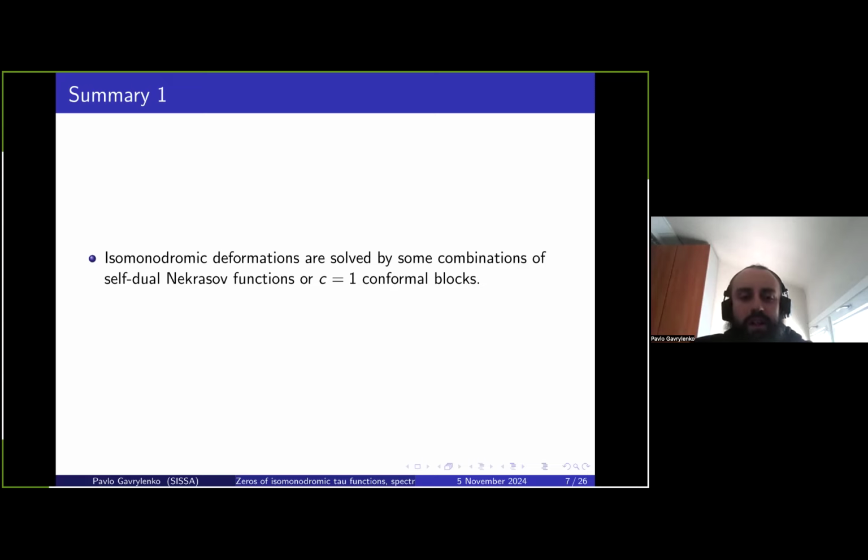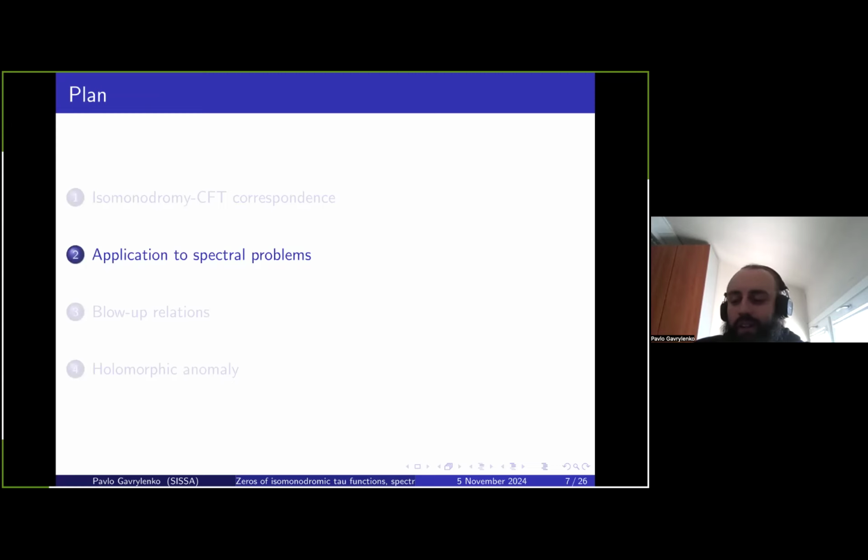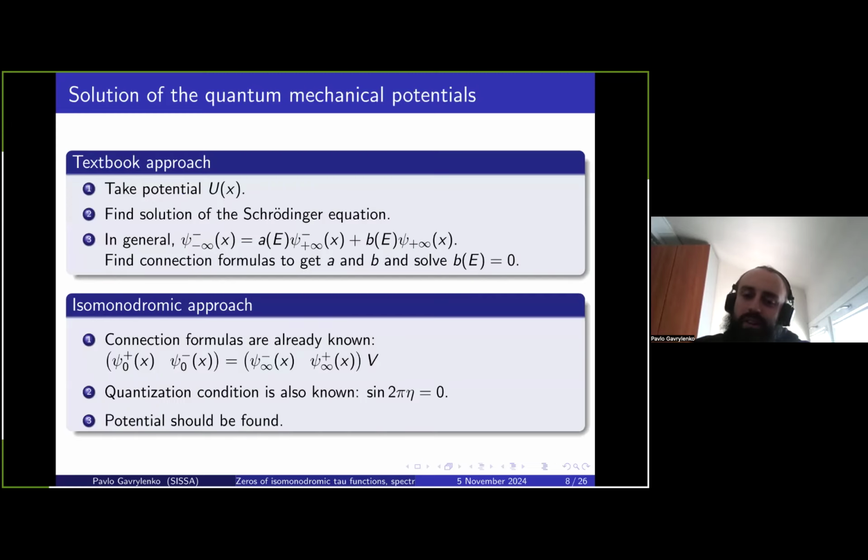Okay. So now let's go to the next part. Here I want to tell how to apply this science to quantum mechanical spectral problems. Namely, how to use it to find spectra of some potentials.